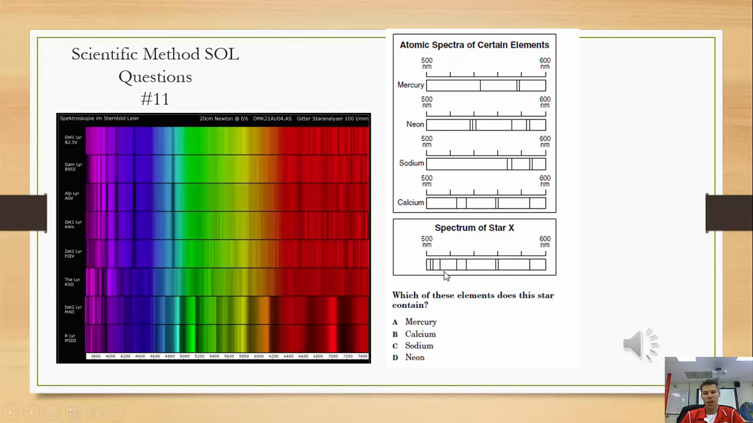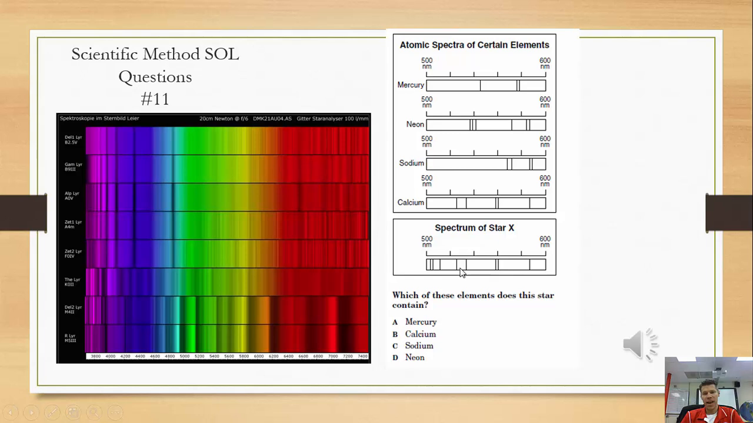If we look at star X, we've got 2 close lines here, and we've got a big space here, an even larger space here, and then another large space. Now, here's calcium, sodium, neon, and mercury. So basically it's asking you which is star X, which one of these?